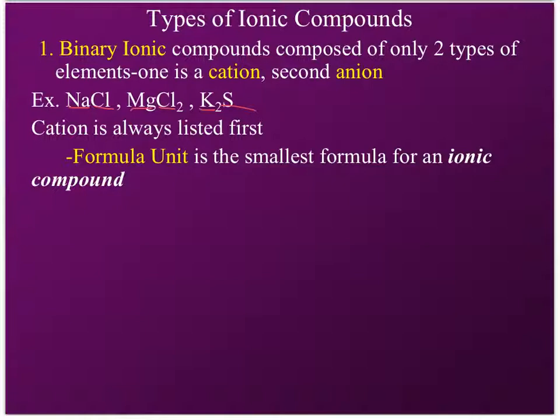Formula units: this is the smallest formula for an ionic compound. Whenever we write these formulas, it's basically the formula of an ionic compound in reduced form. So if you look at all 3 of these, they're all written in lowest whole number ratios.